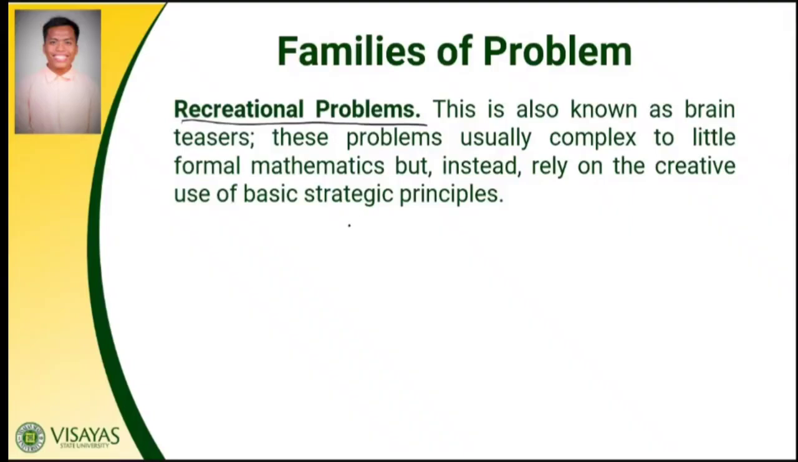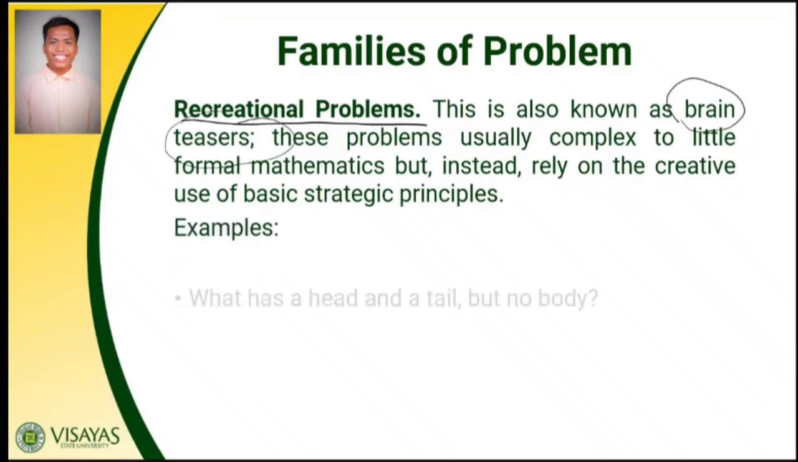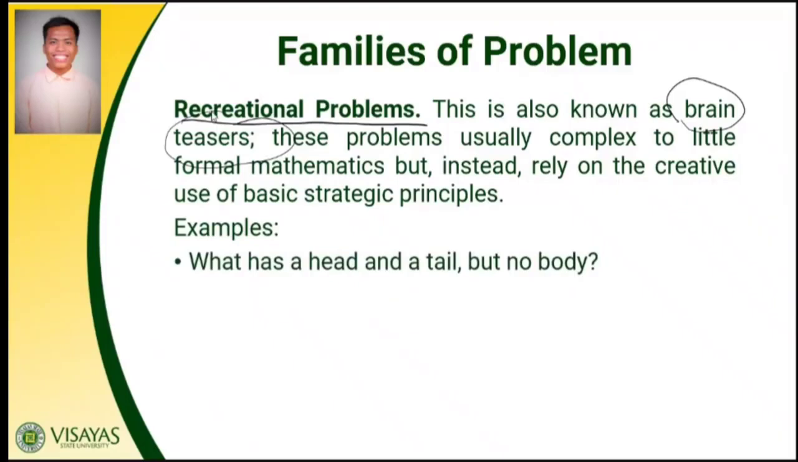These problems usually require little formal mathematics, but instead rely on the creative use of basic strategic principles. Again, some references termed it as brain teasers. Example, what has a head and a tail but no body? What's the answer? Coin. Yes, that's correct.